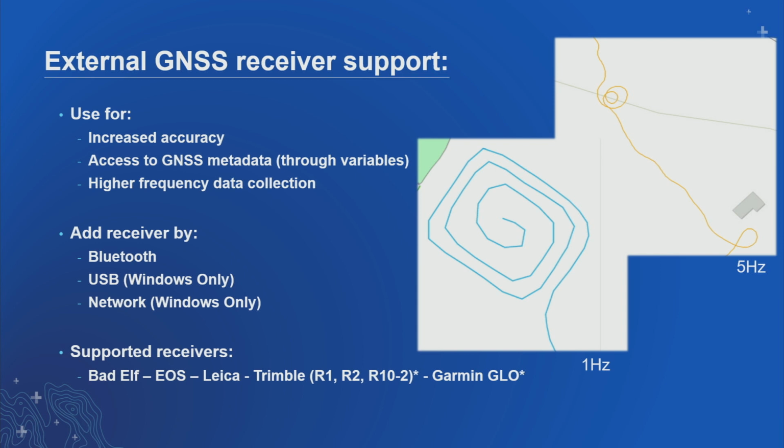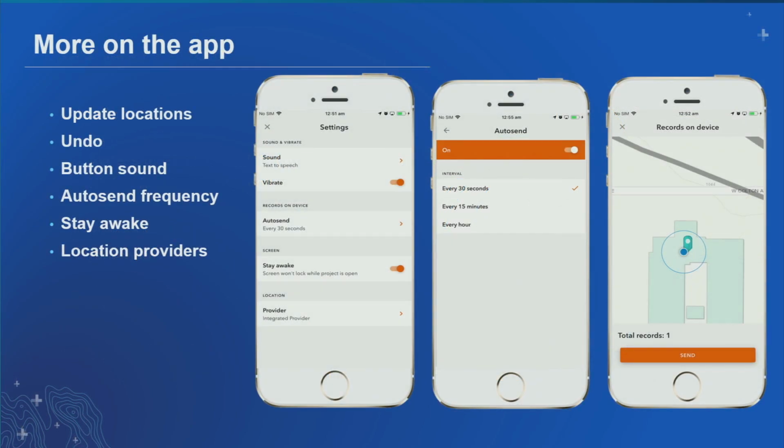In terms of the vendors that we support, currently the release version, version 1 out in the stores at the moment, will support Bad Elf, EOS, and Leica. And then from the next release, version 1.1, which we're pushing out at the end of the month, we're adding support for Trimble, so the R1, R2, and R10, and then also the Garmin GLO receiver as well. So hopefully we've got you all well covered, but definitely if you have requirements for other sensors, then please let us know.